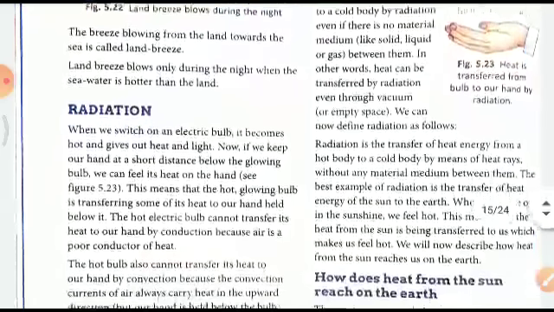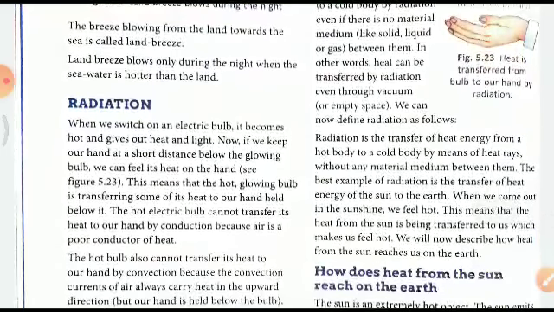See, when we switch on an electric bulb, it becomes hot and gives out heat and light. Now, if we keep our hands at a short distance from the glowing bulb, we can feel the heat. Neither are we in contact with the bulb, nor is anything moving here and there. Still, we feel the heat, right? This means that the hot glowing bulb is transferring some of its heat to our hand held below it.